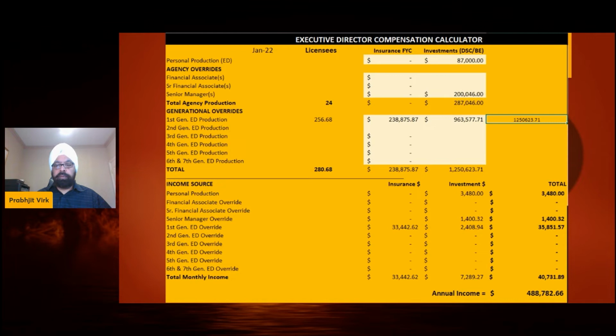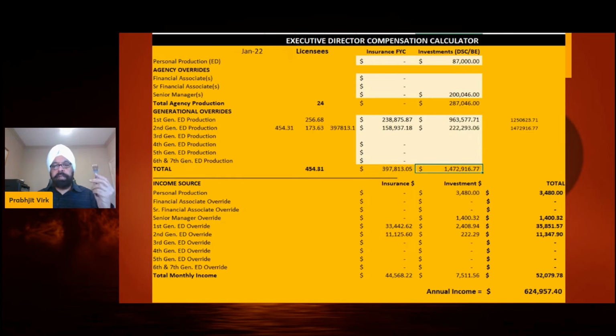Just see, from overrides alone from the first generation, 33,000 only from the insurance side, $2,400 from the investment side, and total income around $40,000, and annual income is $488,000. Then I took this, okay, what happened in the second generation? So again, I took this one. The second generation had 454 licensed agents. The 280 were before, so 173 in the new one. 158,000 premium on that one, 222 on that side. The income jumped to $52,000.